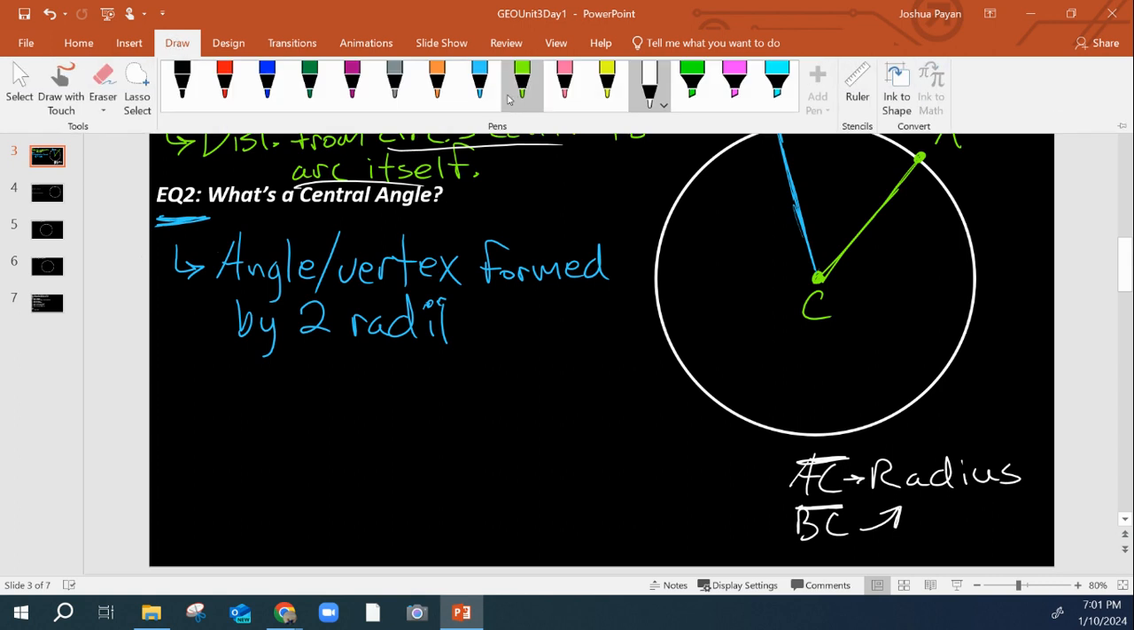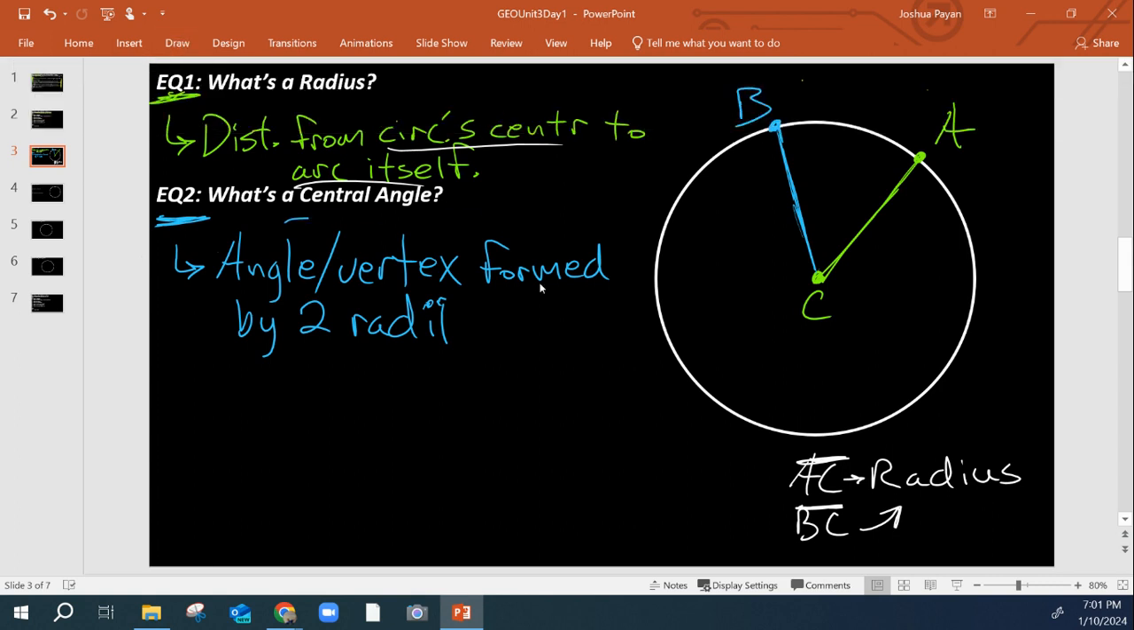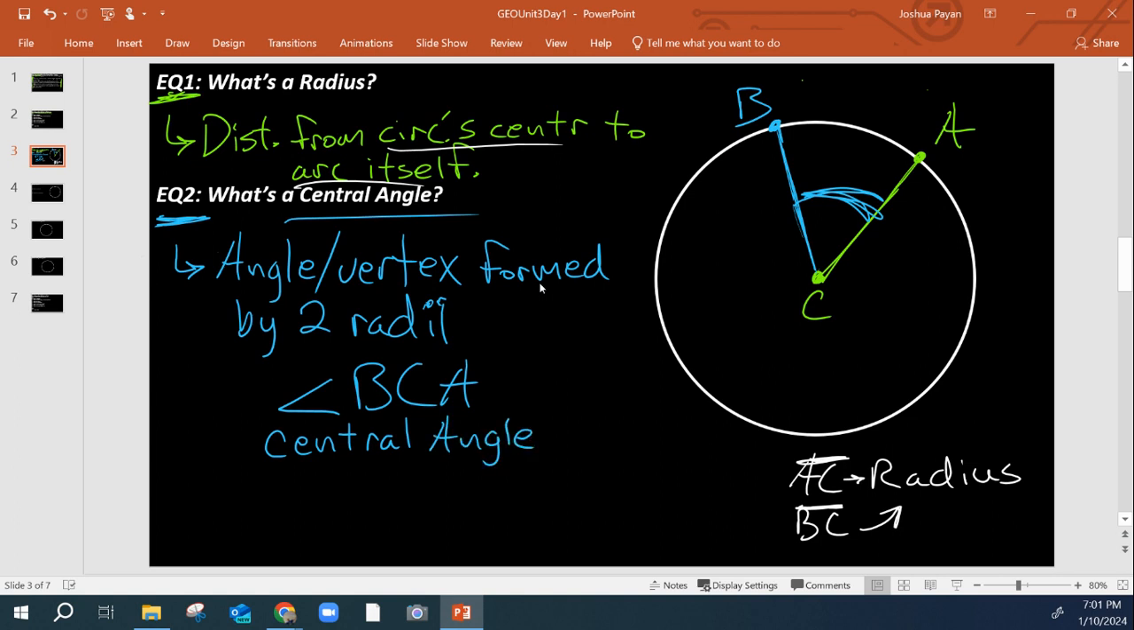Okay, now back to what is a central angle? Well, a central angle, perfect example, is this angle right here. The angle BCA is a central angle. And why is that? Well, duh, it's an angle formed, it's a vertex formed, right? It's a vertex or an angle formed by two radii.